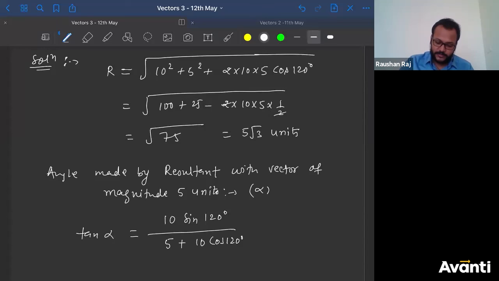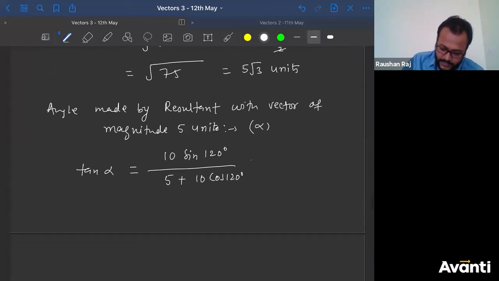Okay. Now try to solve this. So I'll be getting 10 into sine 120. What is sine 120? So sine 120 is nothing but sine 60 degree. Sine 60 is nothing but root 3 by 2. Root 3 by 2 divided by.